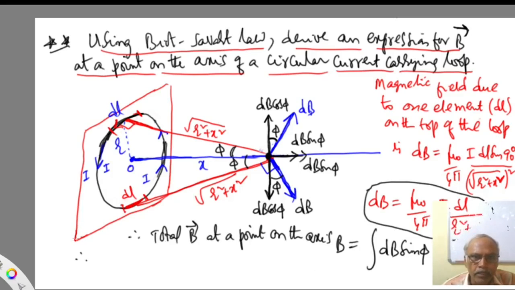Now, from the figure, sin phi is equal to, tell me, what is sin phi from the figure? From the figure, sin phi is how much?